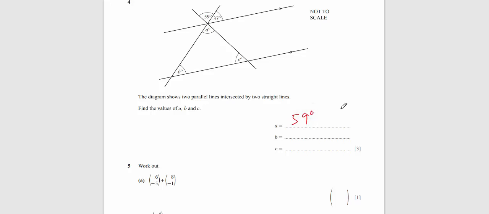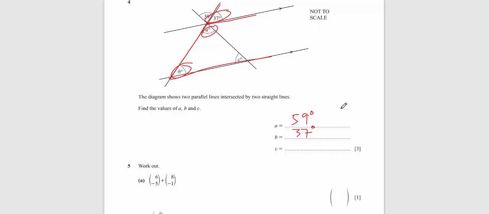And then to find the B, if we look at this, this 37 and B are corresponding angles, because they are parallel. So we know B is also 37 degrees. So we already get the value of A and B, so we can find the C.